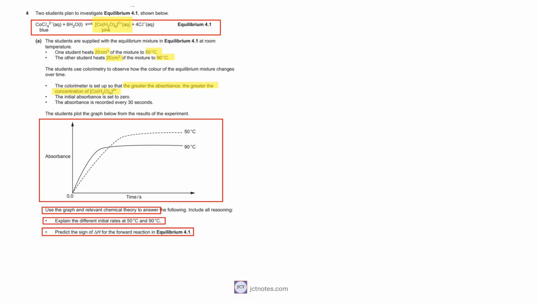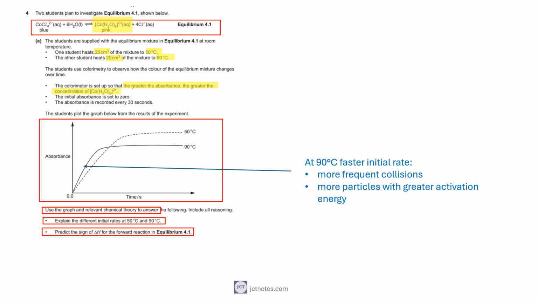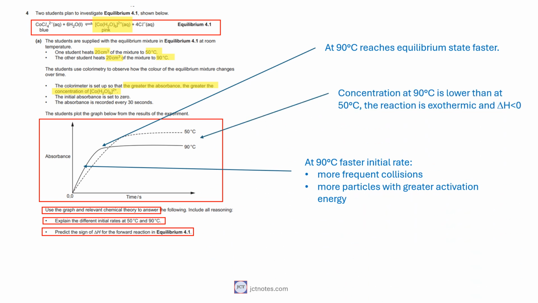At 90 degrees Celsius, the initial rate, given by the gradient in the graph, is faster, an indication of more frequent collisions and that more particles have greater activation energy. It also reaches the equilibrium state faster, where the absorbance tends to stabilize to a fixed value, indicating that the concentration of the pink complex is kept constant. When the equilibrium is reached, the concentration of the pink complex at 90 degrees Celsius is lower than at 50 degrees Celsius. This indicates that the reaction is exothermic and therefore the change in enthalpy is negative.